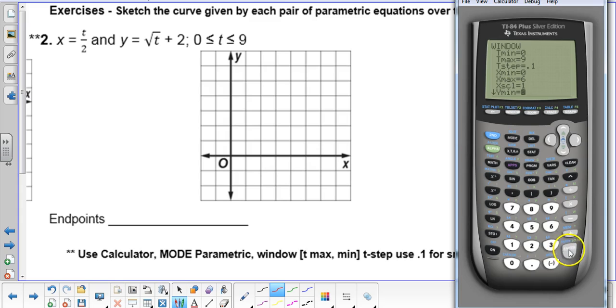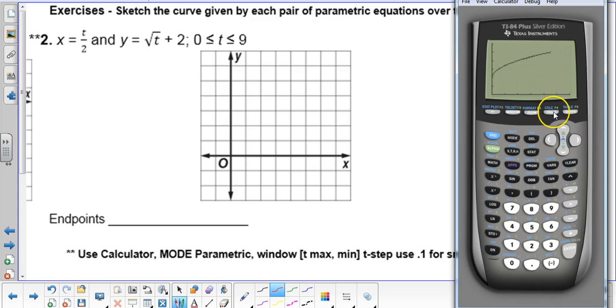Y min 0, Y max 6, Y scale 1. All right, last time I'm going through this, I have from the top 0, 9.1, 0, 6, 1, 0, 6, 1. Now I'm going to hit graph. Who's not getting that shape and graph? We're all good?